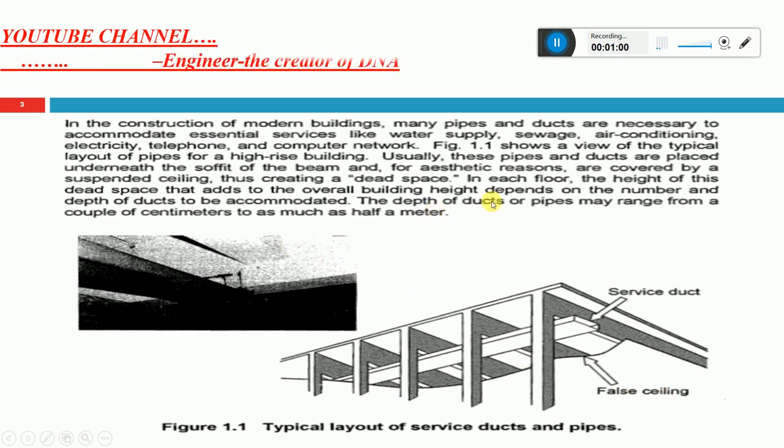In the construction of modern buildings, many pipes are necessary to accommodate essential services like water supply, sewage, air conditioning, electricity, and telephone and computer networks. In the modern world, we have many pipelines, electrical lines, air conditioners, and sewage pipelines. It's impossible to pass everything through a slab, so we have to pass them through a beam. We have to consider these things in a beam to make the structure safe.